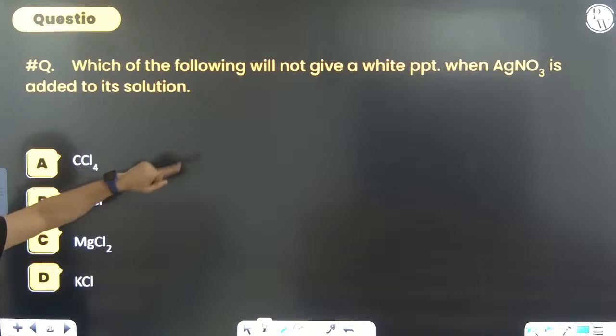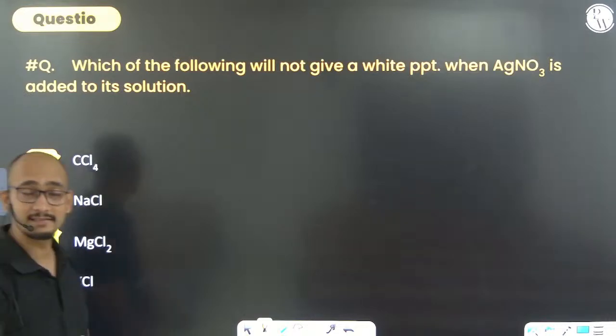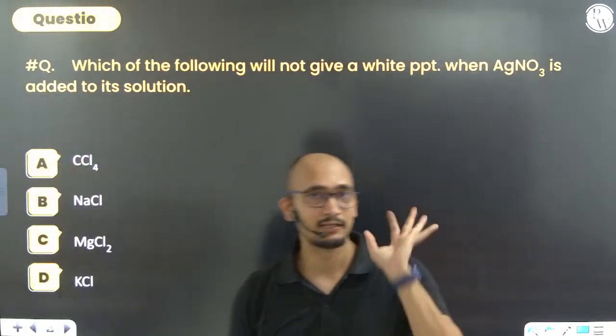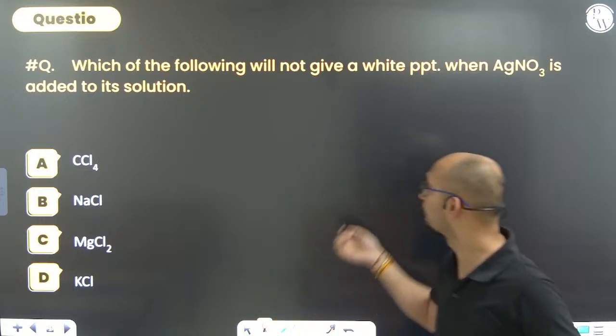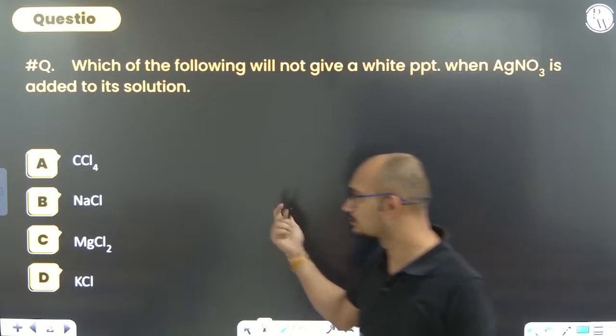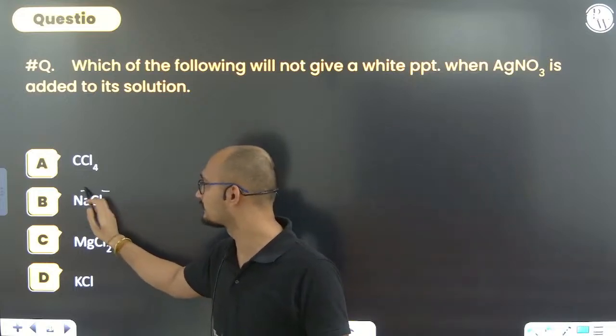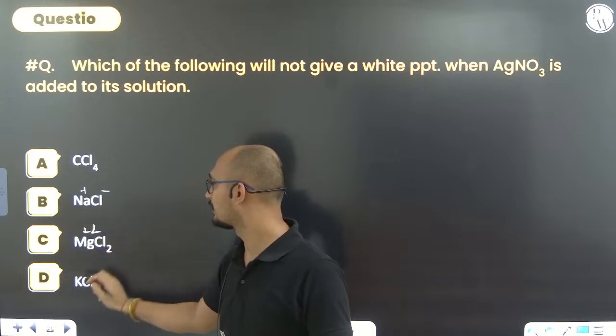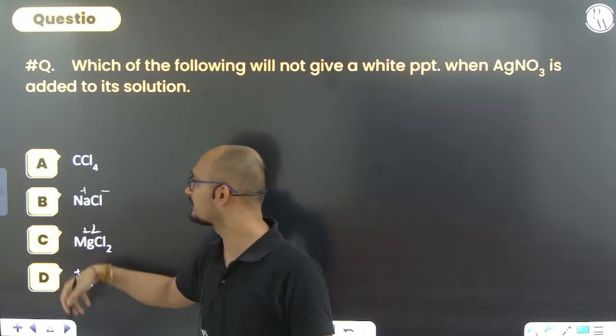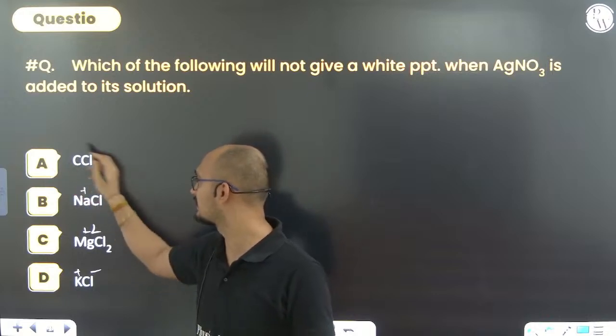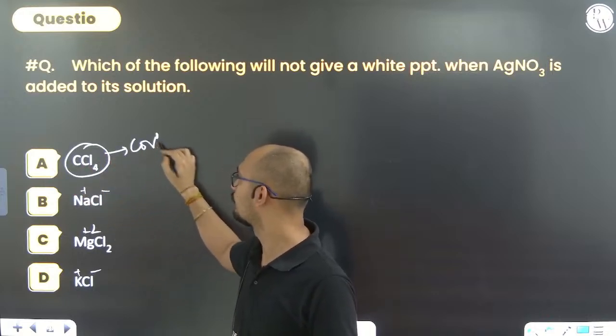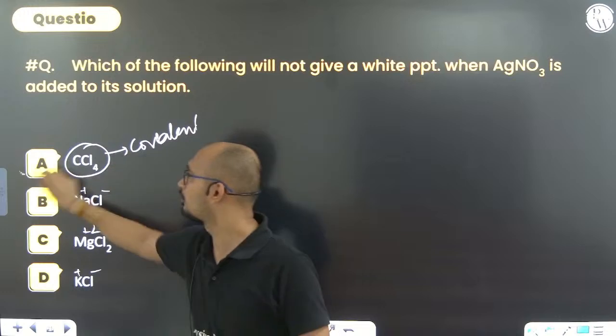Next, which of the following will not give a white precipitate with AgNO3 added to a solution? First of all, understand that these reactions are only given by ionic compounds. So wherever there is an ionic molecule, it will give the precipitate. NaCl is ionic, so it will give the precipitate. But CCl4 is covalent, so it will not give. Option A. Not a big deal.